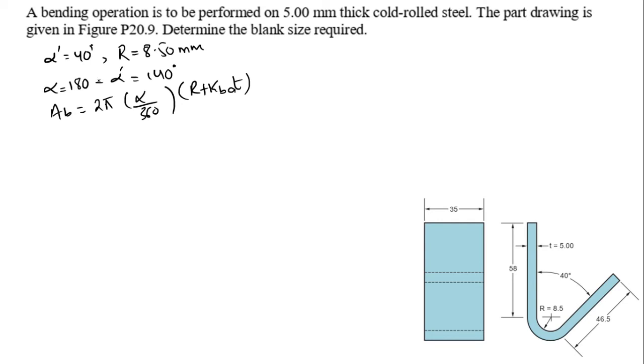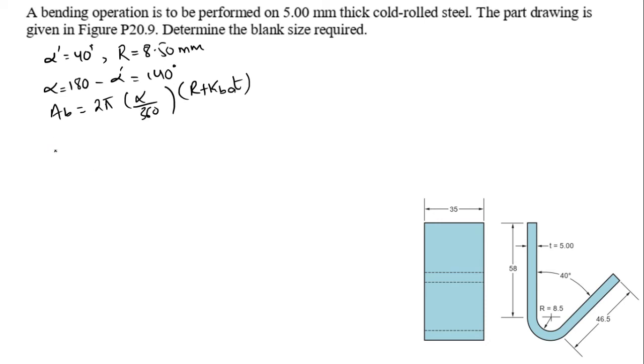So we have the R here. We don't have the kba, so we have to determine the kba. And how do we determine the kba? We determine kba by checking whether R is less than 2t or R is greater than 2t.